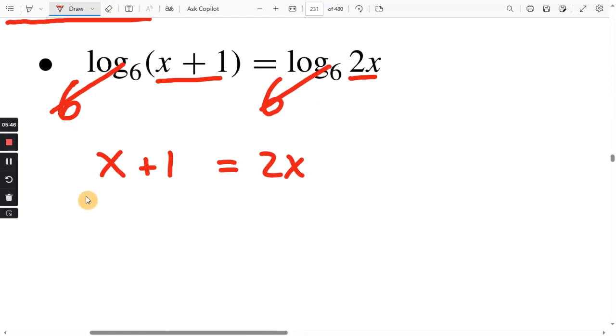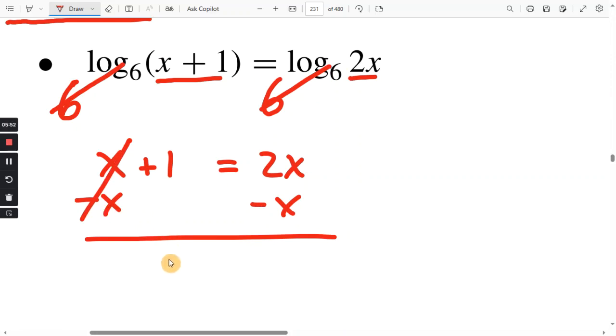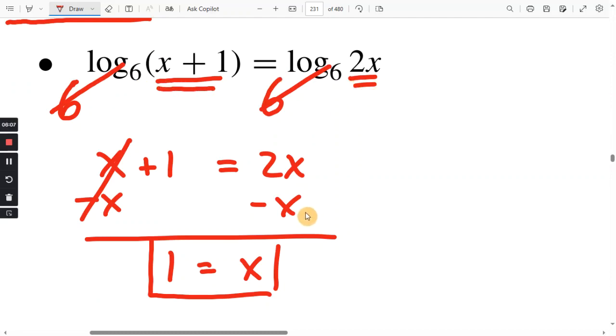All right, solving for x, I'm just going to do minus x on both sides. The x's cancel. Bring down the 1. 2x minus x equals x. All right, so if the bases match, you can really just take a shortcut and say the argument equals the argument.